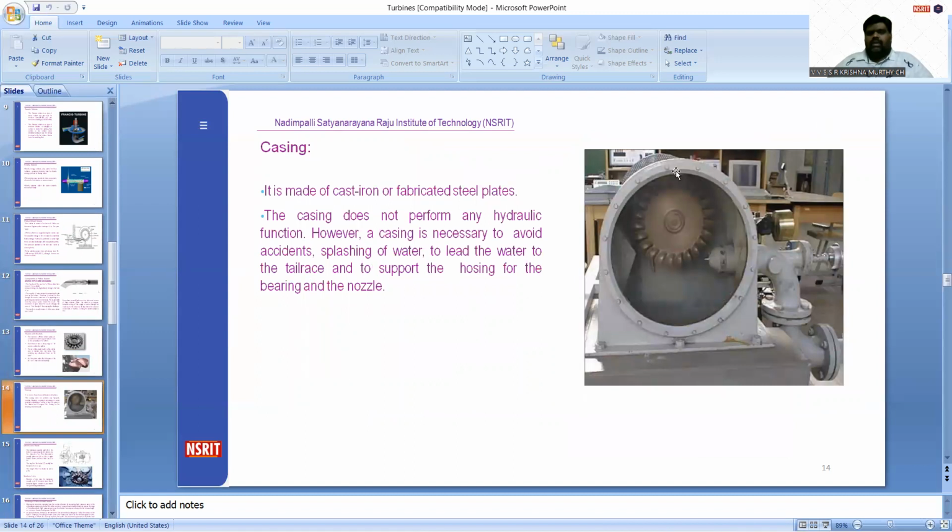And next we will be looking at the casing. It is made of cast iron, and it does not perform any hydraulic function. The casing is necessary to avoid accidental splashing of water and to lead the water to the tail race.